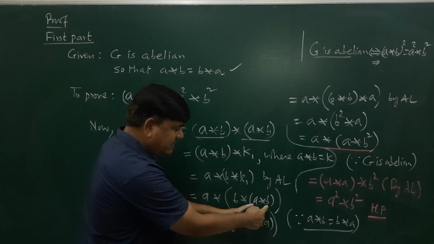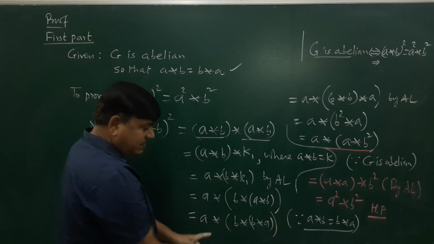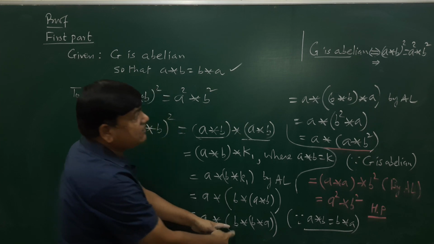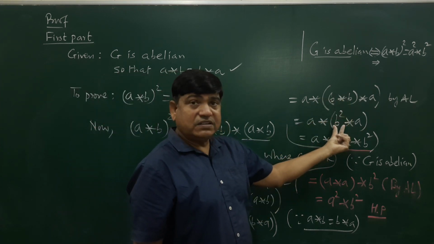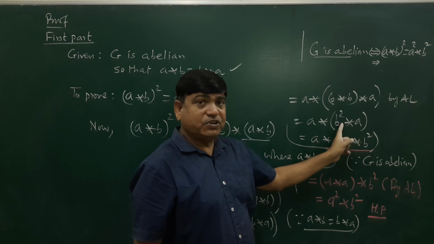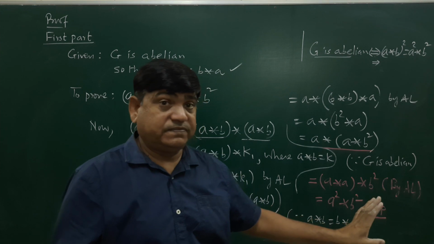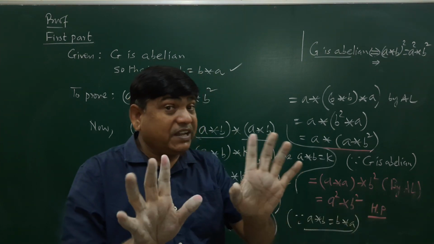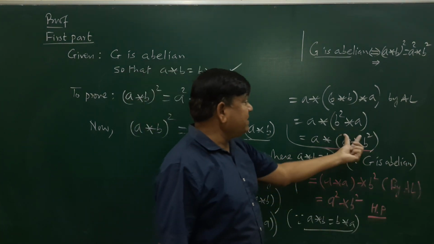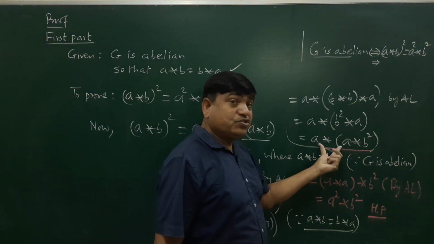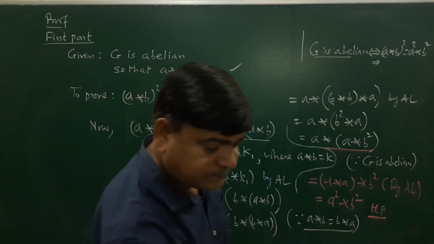A star B, we can write B star A because it is given G is abelian. Then again apply the associative law here. Then it means this one. Then again you can interchange these two because it is abelian, इसलिए आप इसको interchange कर रहे हो, नहीं तो नहीं कर पाओगे. Elements interchange हो रहे हैं, उनका nature कैसा है we people don't know. Okay, so here it is this one. Then apply associative law. It means this one and it is proved.